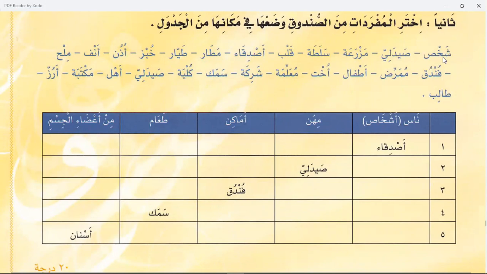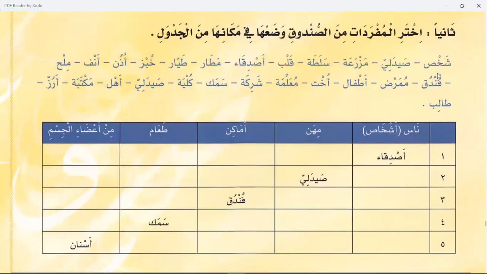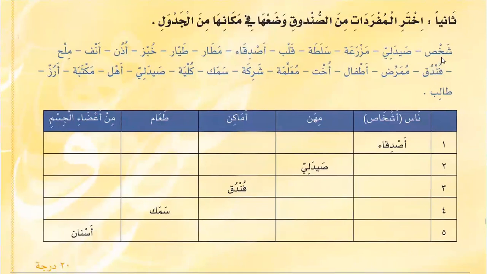So first word, shakhs, will be in which category? The category of Nas, okay? Nas. Then Sayyid Ali. Mehna. Mazra. Amkan. Amakin. Salata. Taam. Kalb. Minazal jism. Azdika. Shaks. Nas. Azdika. Nas.